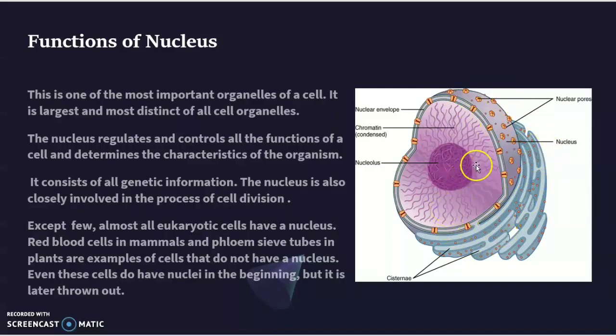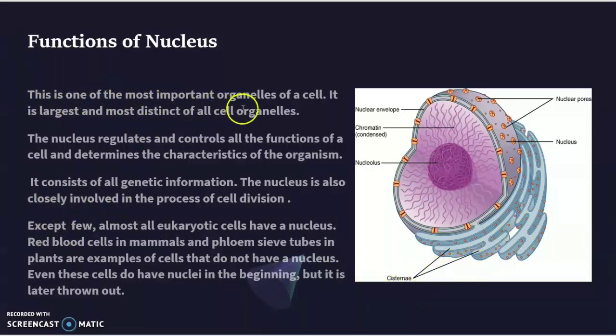This is the nucleus. Once again I want to show you the names. These are the pores present on the surface of the nucleus, the nuclear pores. Inside the nucleus there is a circular structure, the nucleolus, and this is the genetic material, chromatin. This is the nuclear envelope. These are the cisternae.